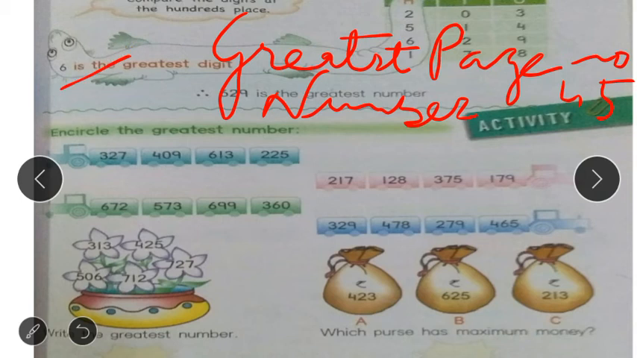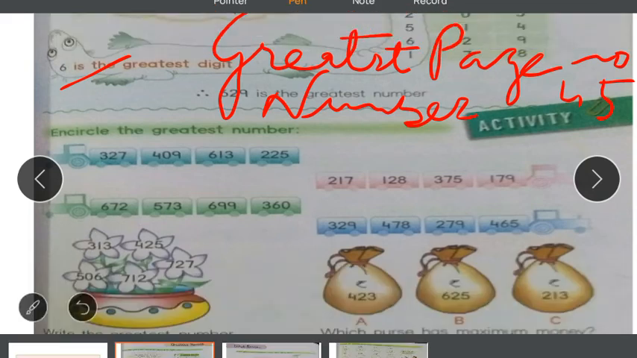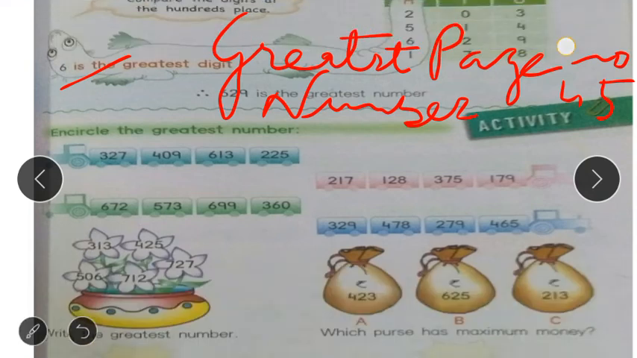Now you have to compare among all these. So you can do as it is given in the example. Write the first question in the copy, encircle the greatest number. Then write all these numbers. Then you have to do the answer. I am showing you on this page only, but you have to do it in the copy.